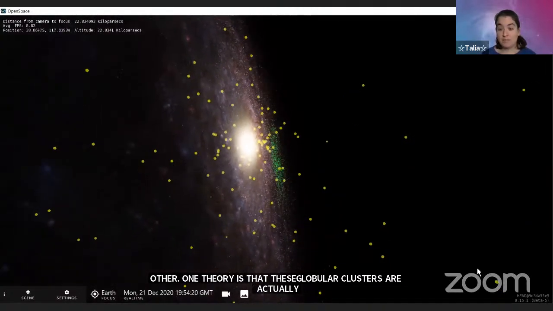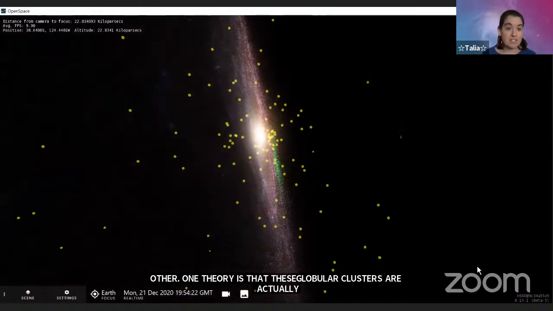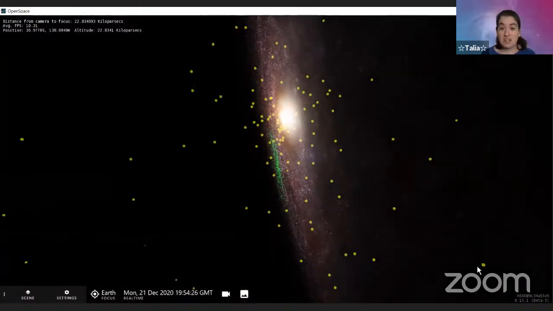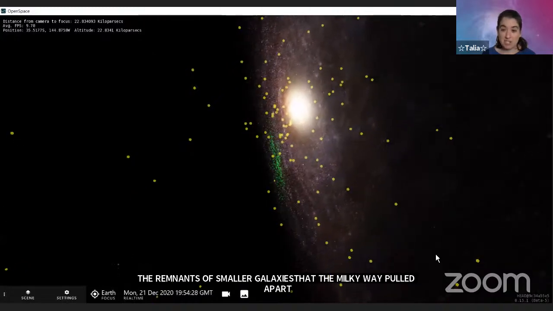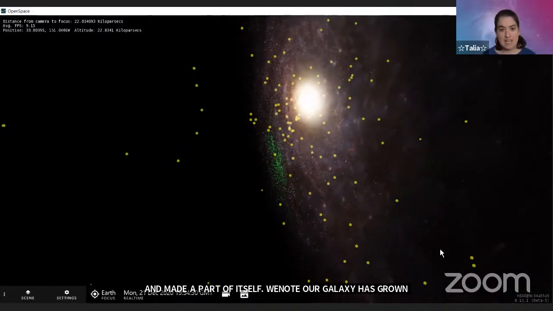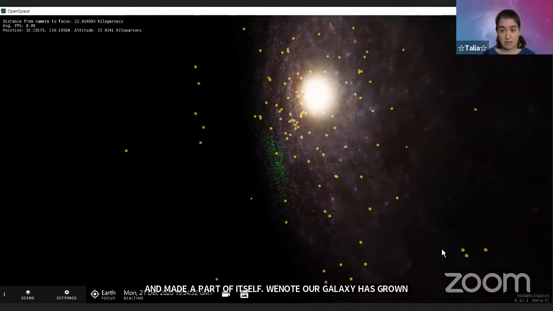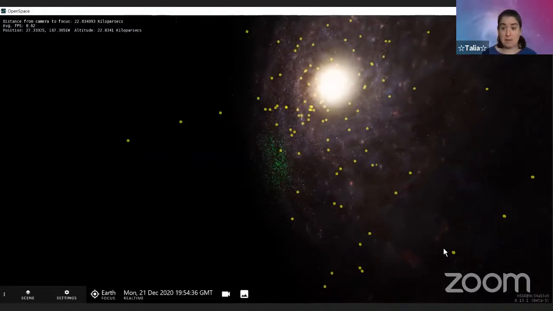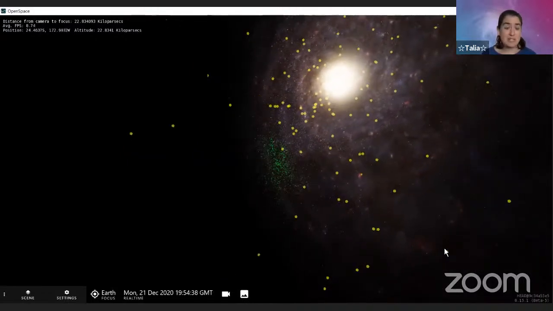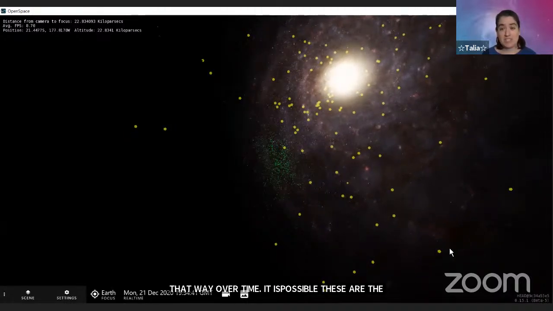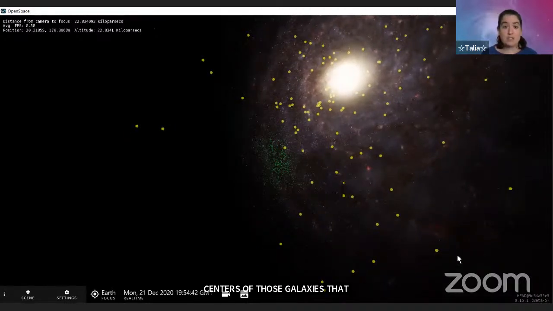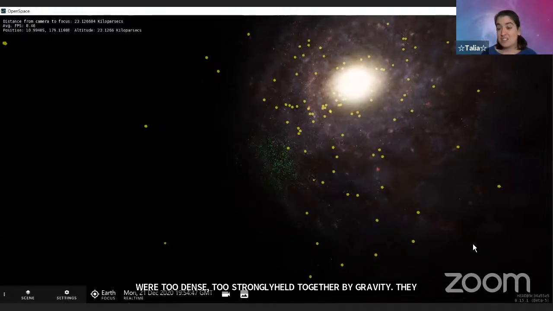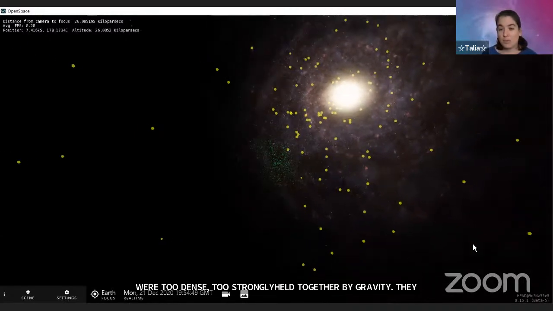We know that our galaxy has grown that way over time. And it's possible that these are the centers of those galaxies that were just too dense, too closely held together by gravity to be pulled apart. And so now they're sort of part of the Milky Way. They're orbiting it. And like I said, we see this in many galaxies, and we know that this is how galaxies can grow. So it kind of makes sense. And like I said, a lot of these stars are very, very old.